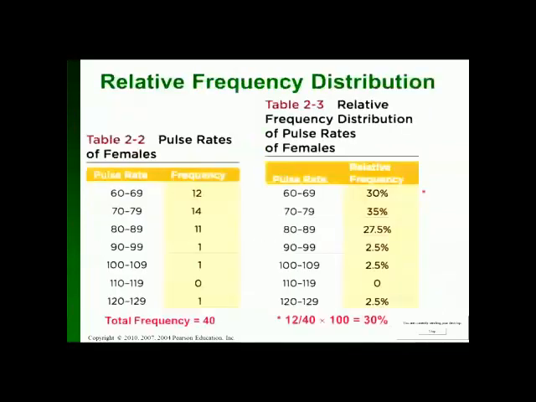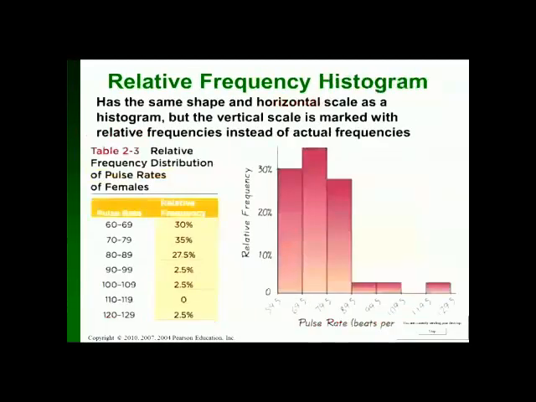So here was our frequency table for the pulse rates. Here's our relative frequency table for the pulse rates. It's just each of these values divided by 40, which gives you the percent of individuals that fall in each class. So we can do the same thing with our cigarettes.